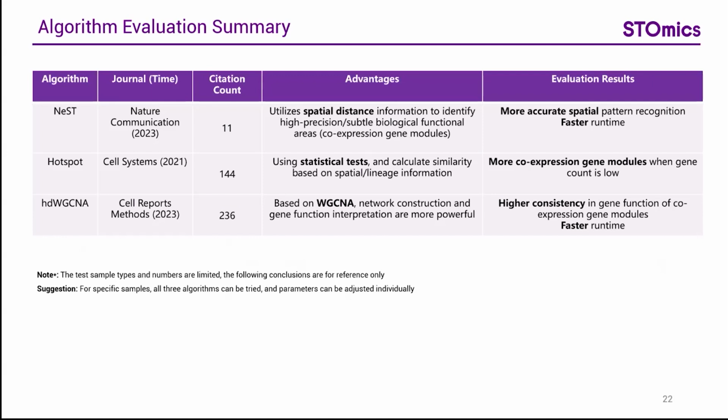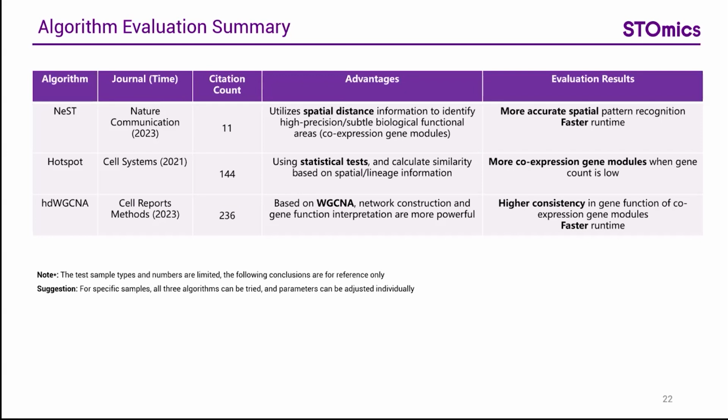Hotspot uses a statistical testing method to identify spatial gene co-expression. When we set the corrected p-value to a relatively low threshold, such as 0.05, we can obtain more co-expression modules in cases with a lower number of genes.